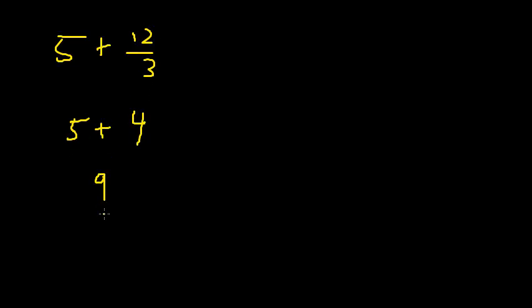Let's try a couple others. Let's say 5 plus 12 over 3. First I do my division here, 12 divided by 3, so I bring down my 5 plus 12 divided by 3, 4, 5 plus 4, 9. So I do division, then addition. Let's also try 4 plus 1 over 2 plus 8.